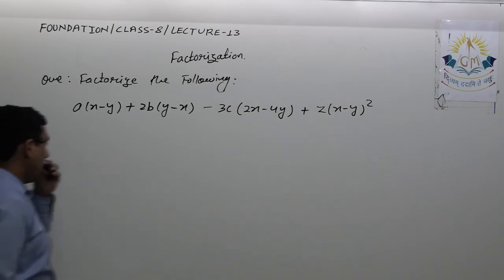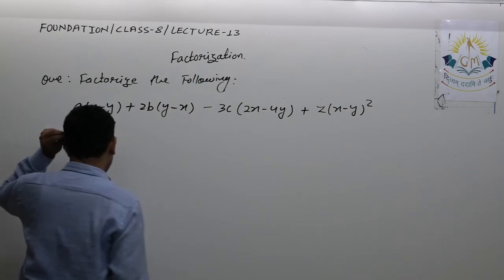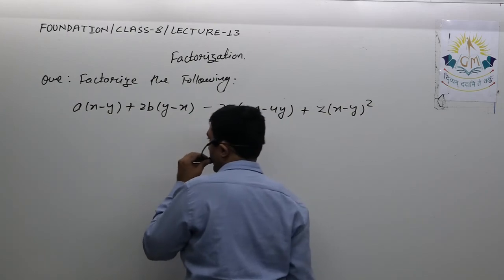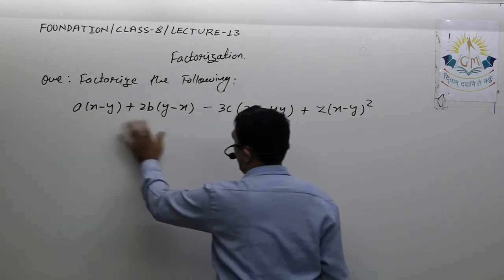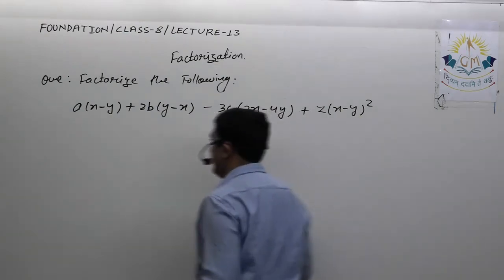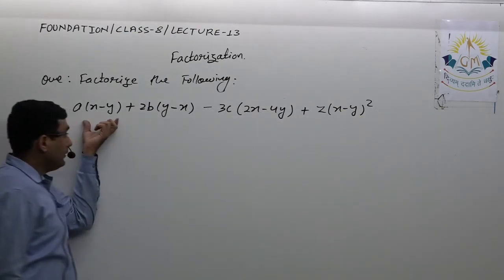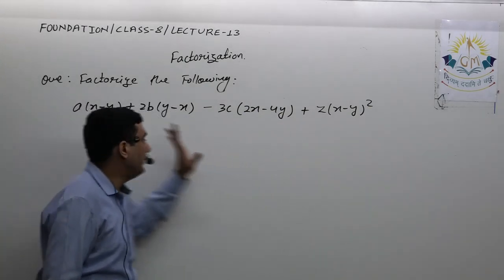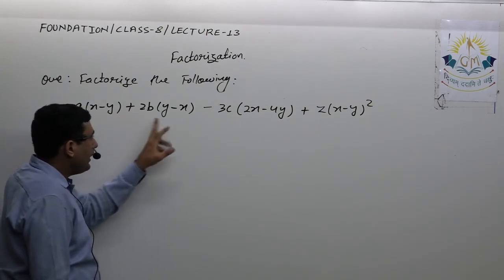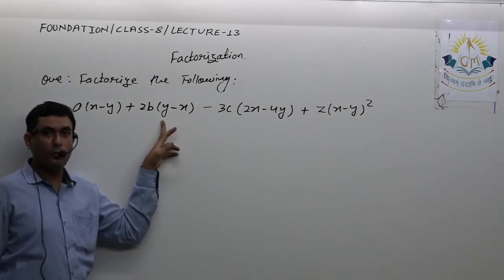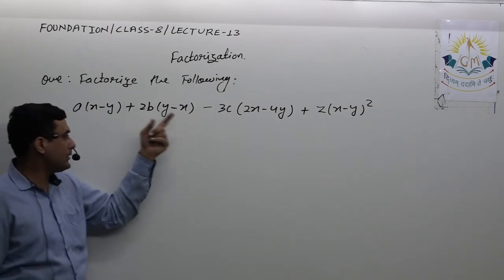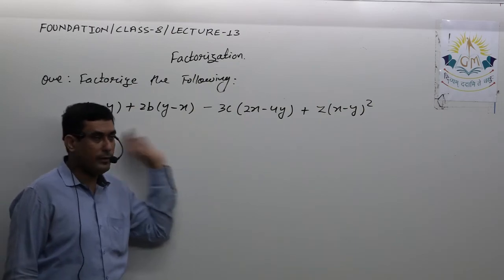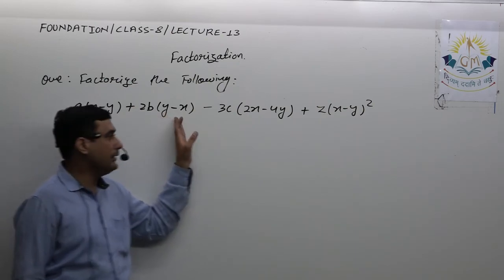Okay, so let us see if there is anything common. If we talk about the quantities outside the bracket, you won't find anything common. Here it is a, 2b, 3c, z. There isn't anything common. But if we talk about this x minus y and y minus x, yes, we can see something common. We know how to convert y minus x into x minus y, just by taking one minus sign common. So I can say these two have x minus y common, directly or indirectly.